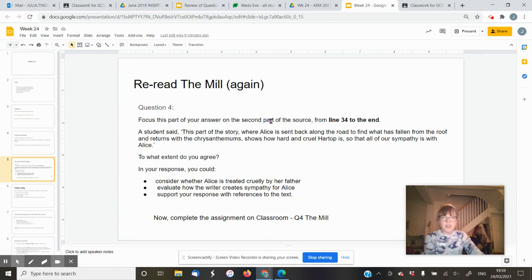Consider whether Alice is treated cruelly by her father. Evaluate how the writer creates sympathy for Alice and use references. So don't forget, find the most important parts in the statement and make sure that you are referring to those, and think about what parts show that Alice is treated cruelly by her father. Don't forget to write about some methods as well. So good luck with that and come back here when you have finished that assignment.